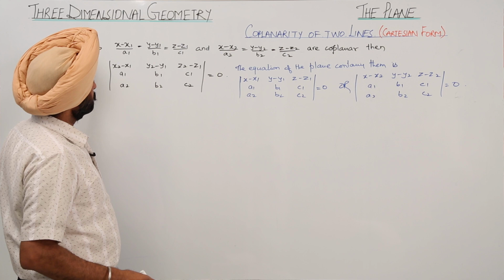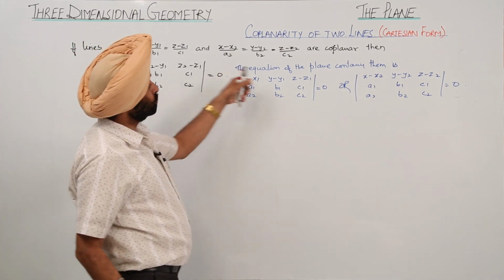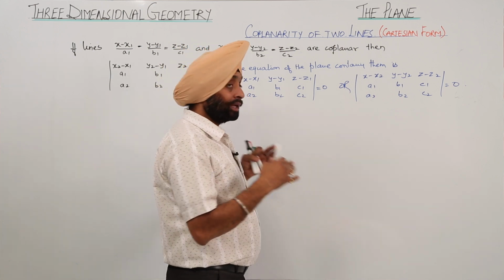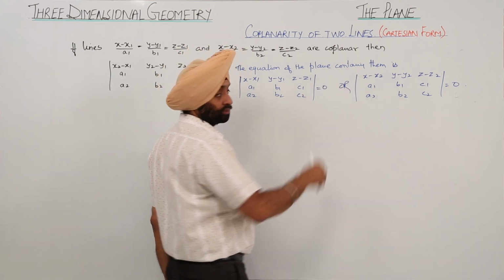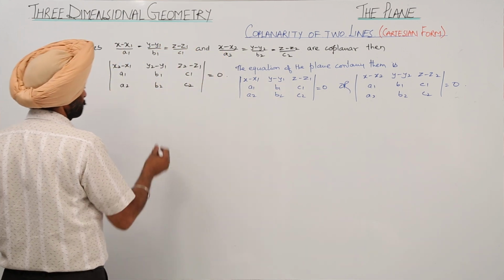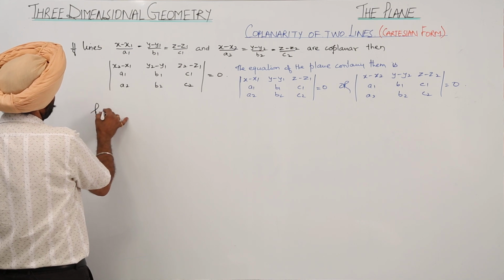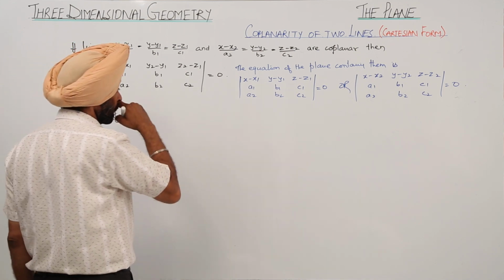So we are having these things. Number one is, if the lines are coplanar, then this is the relation, and the equation of the plane containing them can be formed if we are using either this one or this one. Is it clear? So now let's prove it. Now proof.